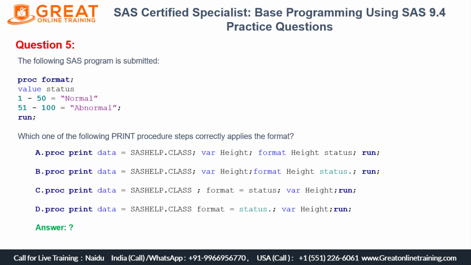Actually, as we know, whenever you want to apply any format to a variable, make sure the format ends with a dot. Then only that will work. So in these four options, the correct program is B. PROC PRINT DATA equal to sashelp.class; WHERE height; FORMAT height status dot; and RUN. So that is the right answer.